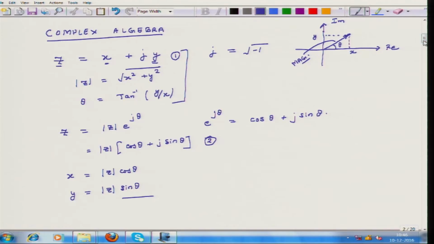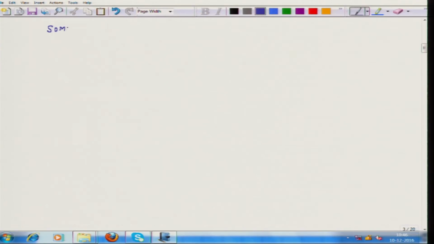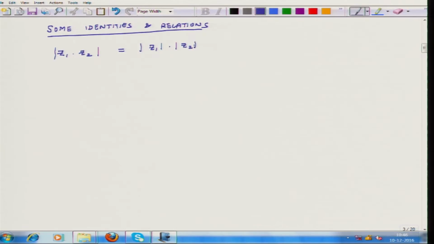Now, we will look at some identities and relations. These are some of the important identities we will use very often in this course. So, if I have two complex numbers Z1 and Z2 and I want to find the magnitude of their product, I am going to multiply them and I want to find their magnitude, then this is equal to magnitude of Z1 times magnitude of Z2.